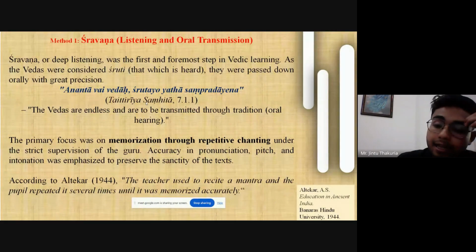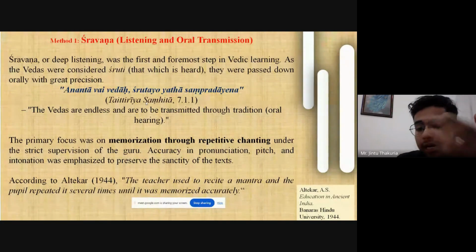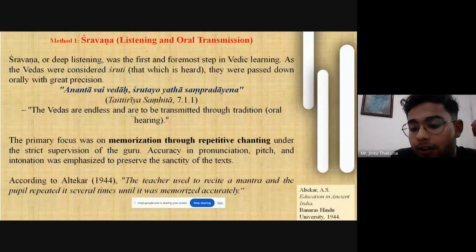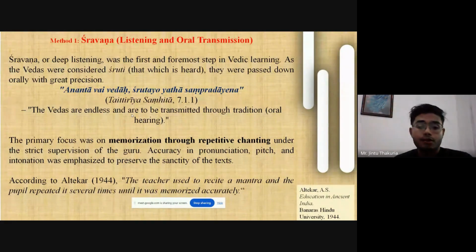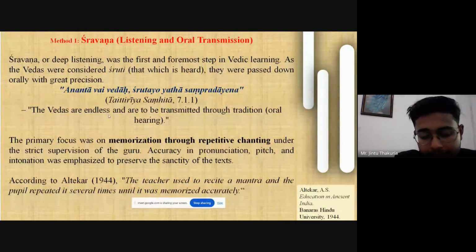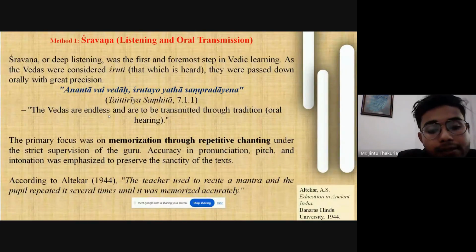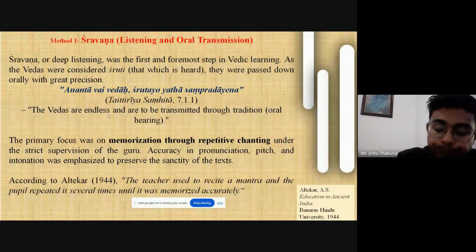Again, there is one text which, if any of you want to read, you can read. It is Education in Ancient India, written by Altekar A.S., and it was published by Banaras Hindu University in 1944. In that book, Altekar has stated that the teacher used to recite a mantra, that is a hymn, and the pupil repeated it several times until it was memorized accurately.